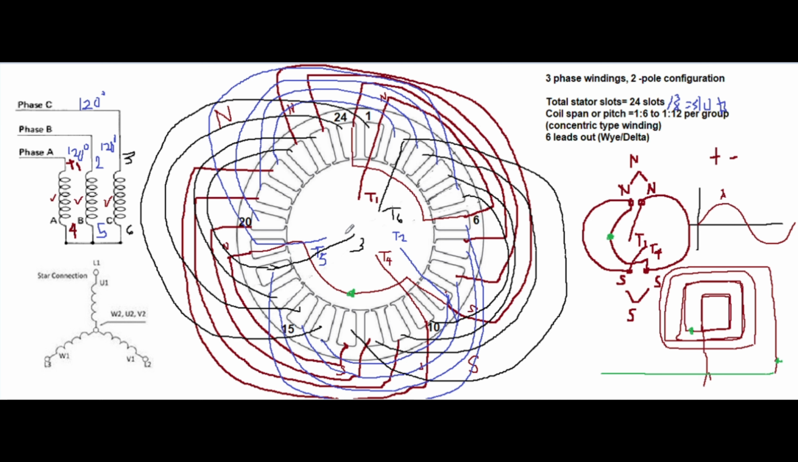So this is the two-pole configuration. It is a bit complex dealing with the windings. Just follow this pattern. Next, we will do the four-pole connection and how to combine them in one motor.